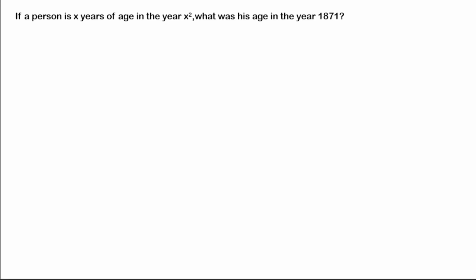So we have this problem at hand. How we solve this is we are looking for hints here. The first hint that we have is that the person is alive in the year 1871. We also know that the person is x years old in the year x square. So this year x square should be close to 1871. That is the hint that we have.